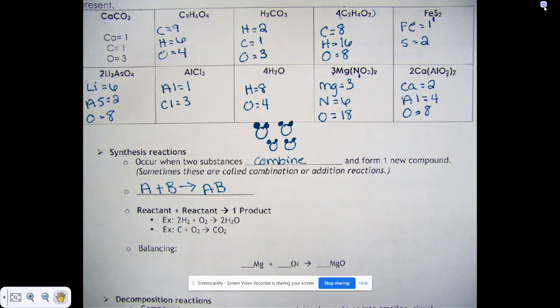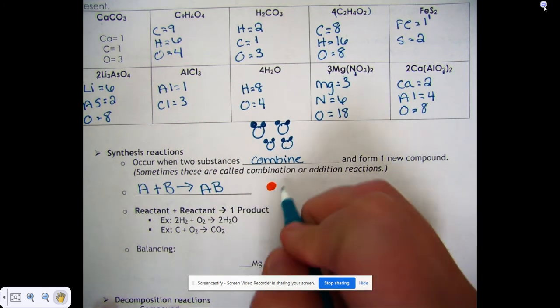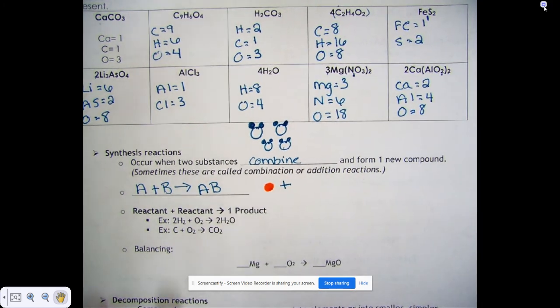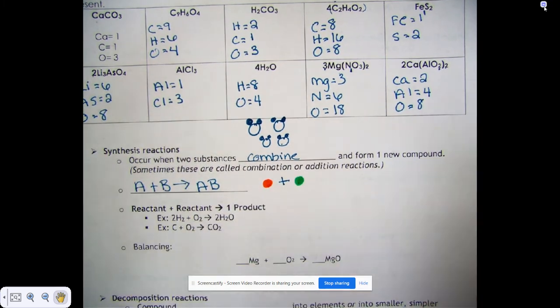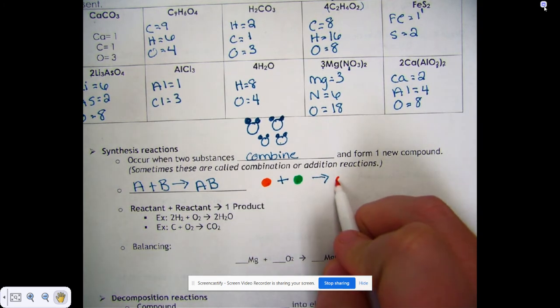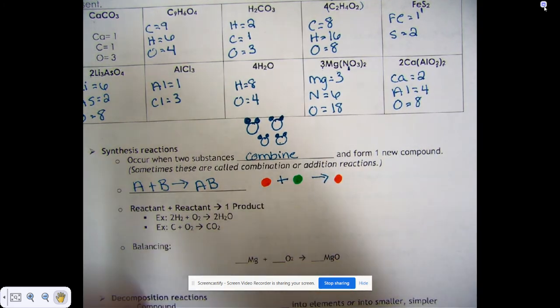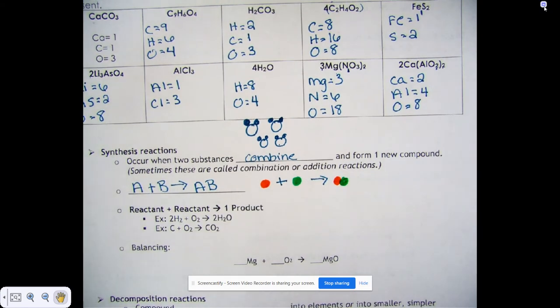And this is where I like to get the markers out and just kind of draw what that would be. And so if I draw this, I've got an orange plus a green, and that would give me an orange and a green together. They're bonded now. And so I start with two individual things, and I end up with one thing combined.